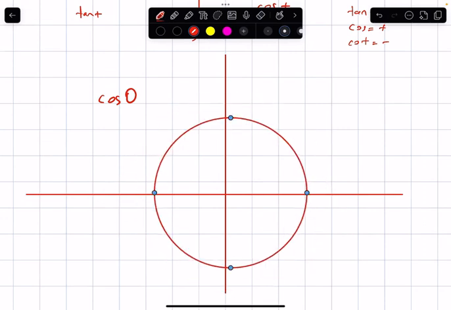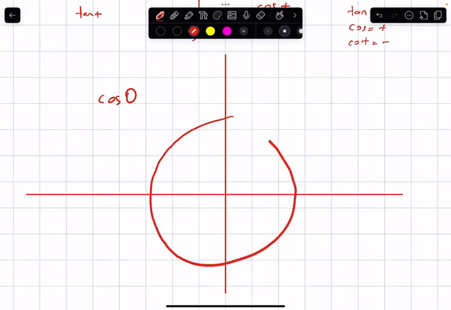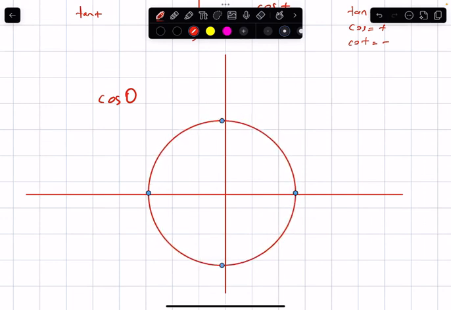I'm a little bit off-centered. I'm going to draw it again. Anyways.